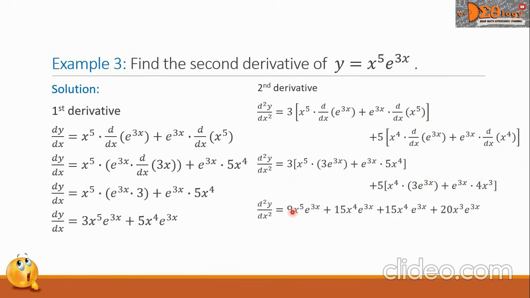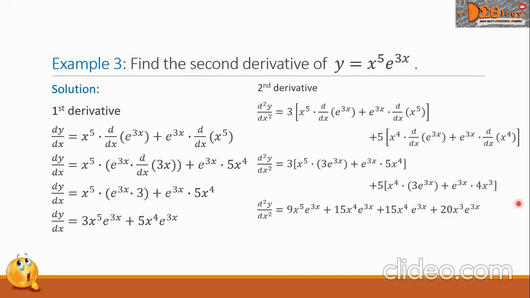So we will have 9x raised to 5 e raised to 3x plus 15x raised to 4 e raised to 3x. The first two terms here correspond to this group. Plus 15x raised to 4 e raised to 3x plus 20x cubed e raised to 3x. The last two terms here correspond to this group.